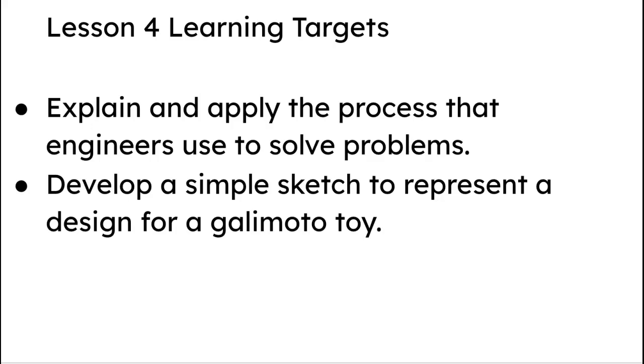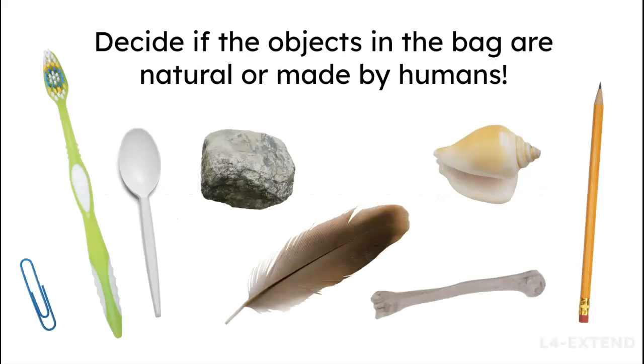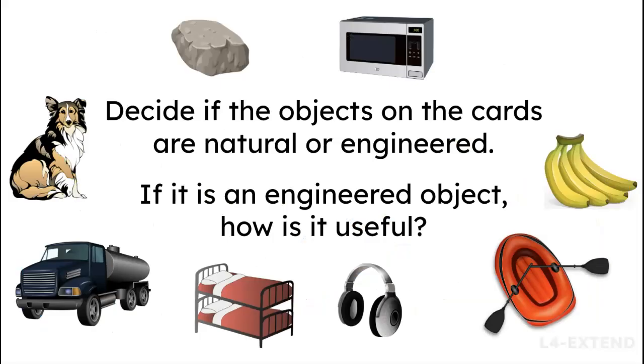In Lesson 5, students figure out how the design of a Galimoto toy allows it to be pushed, pulled, and change speed and direction. For the optional extend, students can investigate and make observations about what makes an object natural or man-made or engineered. You can use the natural versus engineered card sort to show students pictures of different objects, and students should decide if the object is natural or engineered and use evidence to support their claims.